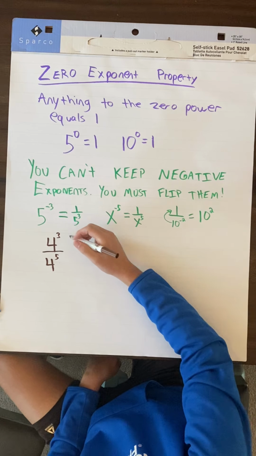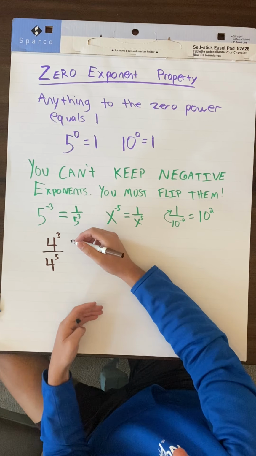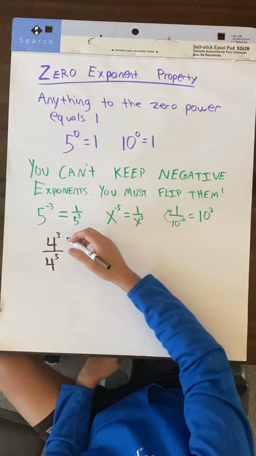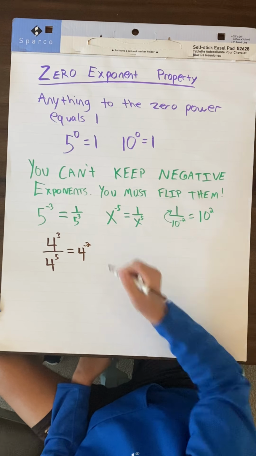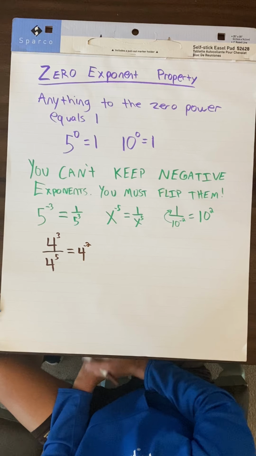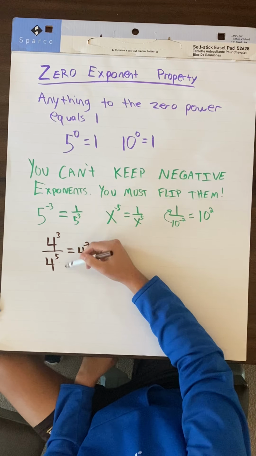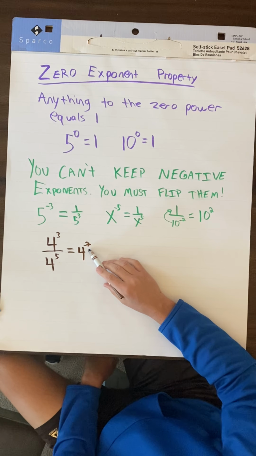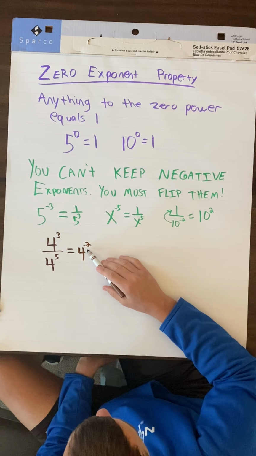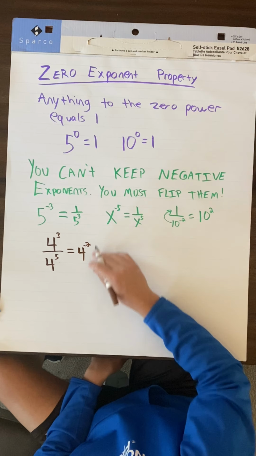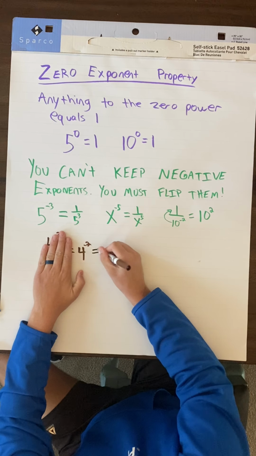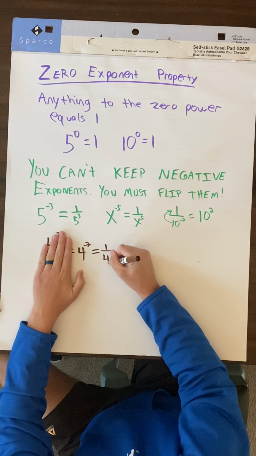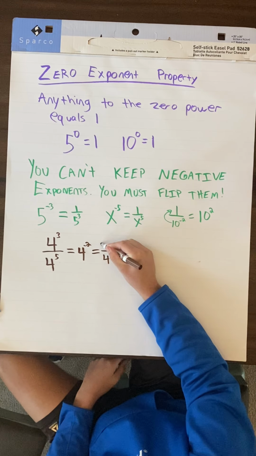3 minus 5 is negative 2. If you don't know that, type that in your Desmos calculator. So this equals 4 to the negative second power. That's how we get there. Once we are here, you remember we don't leave it as a negative. So now we have this. Now it looks just like one of these green ones. So it's going to be 1 over 4 squared.